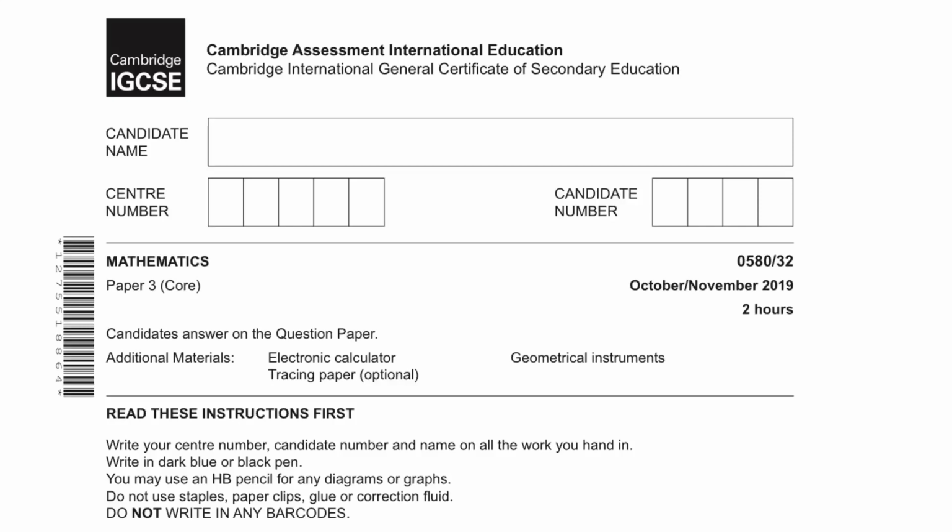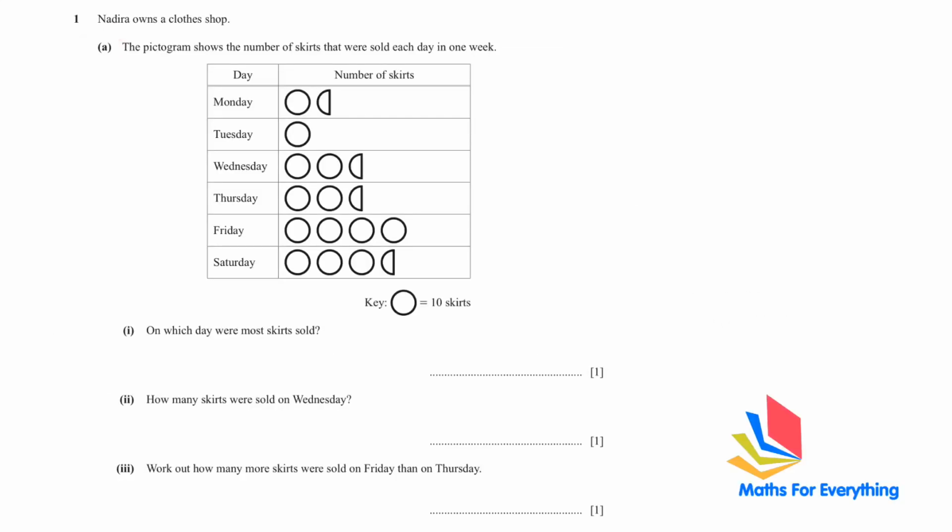So today we are going to solve Cambridge GCSE Mathematics Paper 3 Core, Variant 3, October-November 2019. First question, Nadira owns a clothes shop and we have been given a pictogram. Each whole circle is 10 skirts. On which day were most skirts sold? We can see that it was a Friday.